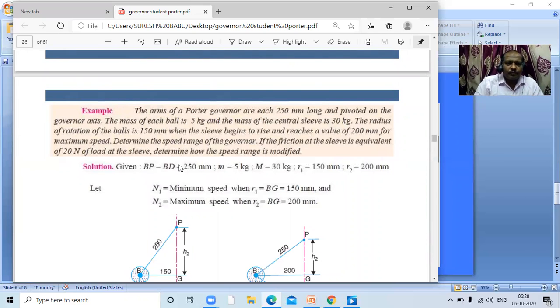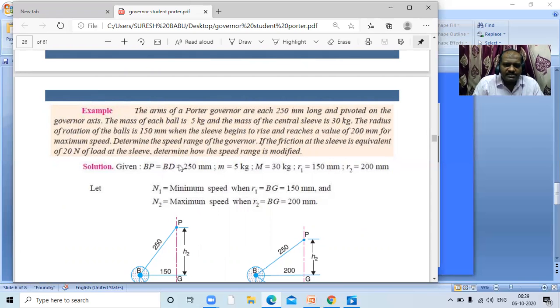The arms of a Porter governor are each 250 mm long and pivoted on the governor axis. So the arm length is 250. The mass of each ball is 5 kg and the mass of the central sleeve is 30 kg. So small m is 5, capital M is 30. The radius of rotation of the balls is 150 mm. So R is given as 150 mm. We have to convert into meters.